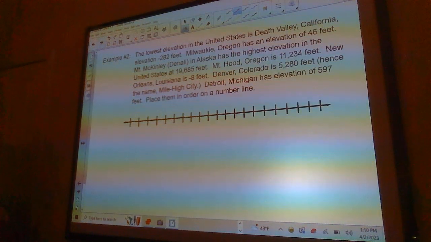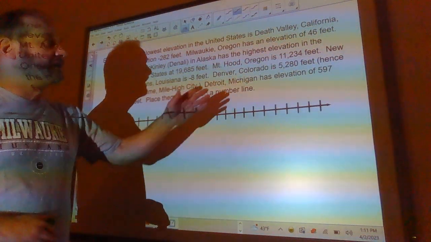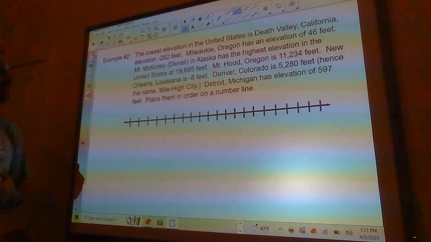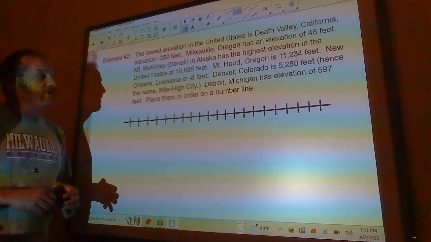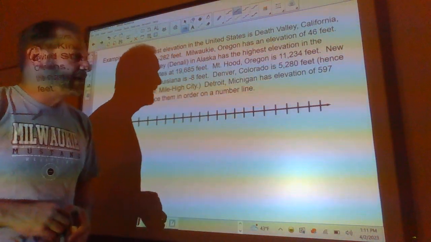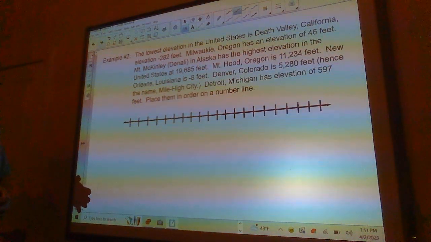The lowest elevation in the United States is Death Valley, California, elevation negative 282 feet. Milwaukie, Oregon has an elevation of 46 feet. Mount McKinley, now known as Denali, in Alaska, has the highest elevation in the United States at 19,685 feet. Mount Hood, Oregon, the highest place in Oregon, is 11,234 feet. New Orleans, Louisiana, is at negative 8 feet. Denver, Colorado, is at 5,280 feet. Hence, it is called the Mile High City because it's exactly a mile above sea level. Detroit, Michigan, has an elevation of 597 feet.